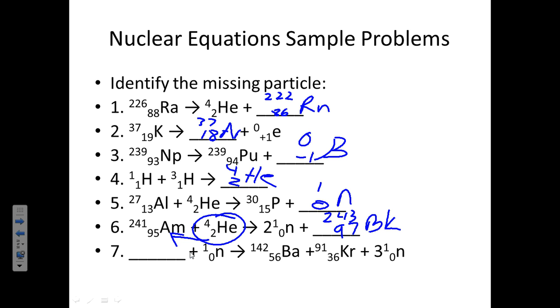Helium is 1 proton. Say again? Helium is 1 proton. No, helium is 2 protons and 2 neutrons.